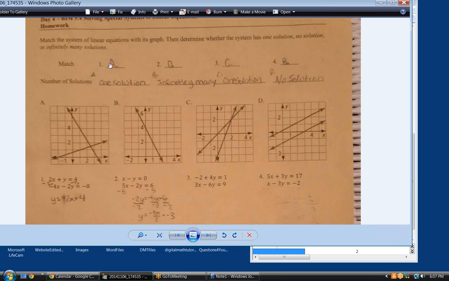We said 1 was B, right? Yeah. And we said 1 was C. B, 2, and then 3D, 4A. Yeah, 4 has to be A.